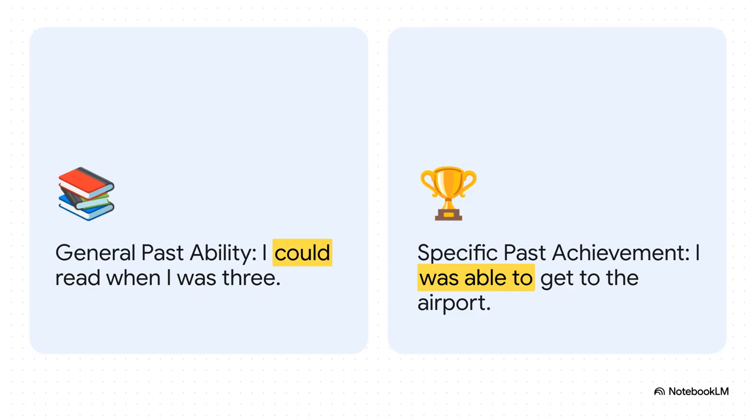And this brings us right back to where we started, that little puzzle. The key difference here is general ability versus one specific achievement. Could is for a general skill you used to have, like being able to read as a kid. But for a single, successful action, especially one that was a bit of a challenge, we use was able to. You beat the traffic, you overcame the obstacle, you were able to get to the airport. And now you see why wasn't able to implies you tried and failed.